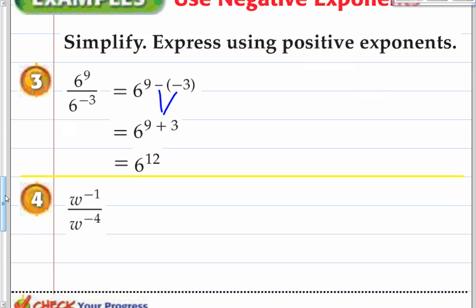If you look at this one, it's the same thing. It just has two negative exponents. Don't let that scare you. Again, it's just the top minus the bottom. The bases are the same, so we can do this, meaning we can take the negative 1 from the top and subtract off negative 4 from the bottom.